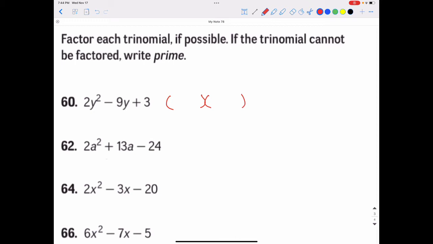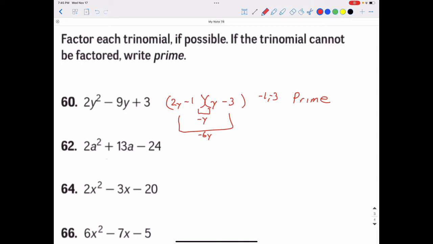So the only way to split up 2y squared is 2y and y. And the only way to split up positive 3 would be 3 and 1, and they should both be negative because they have to multiply to be a positive 3 but add to be a negative 9. And there is absolutely no way to put either of those numbers into this problem and get a middle term of negative 9y. Even if I take the negative 3 times the large number 2y, that only gets me down to negative 7y. So this answer is prime.